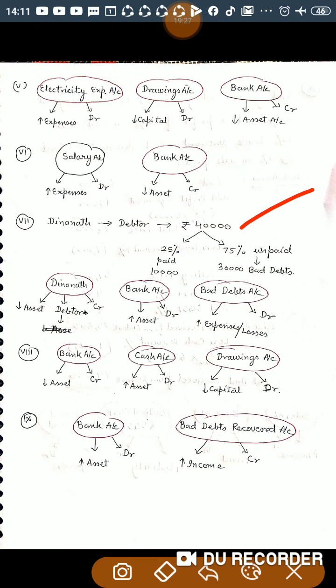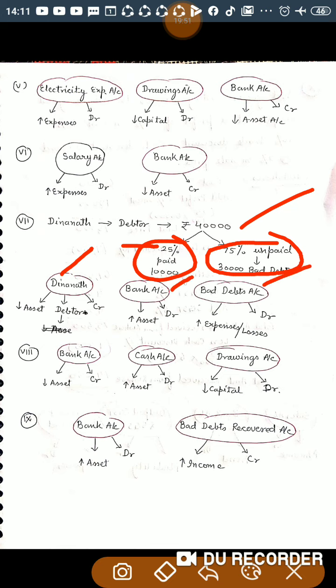Dinanath, 40,000 was supposed to be received from him. Only 25% we are receiving. 25% of 40,000 is 10,000, and 75%, which is not received, is unpaid by him. So 30,000 becomes irrecoverable, and irrecoverable is bad debt. So what accounts are involved? Dinanath, bank account, and bad debts.